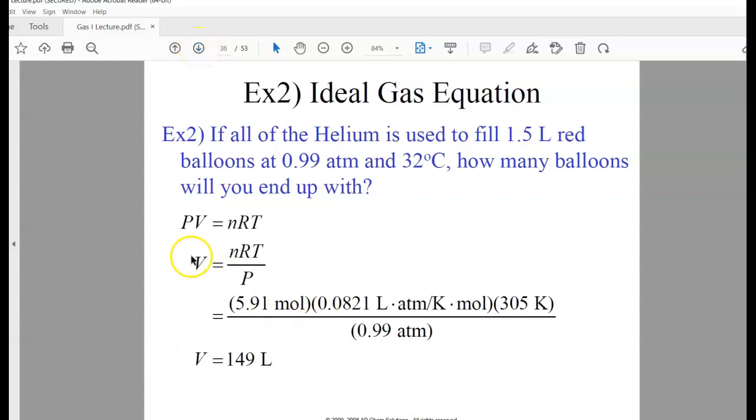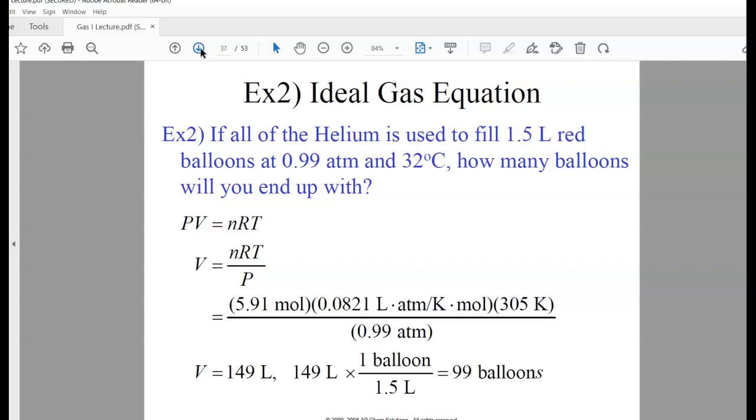And then we need to solve for the total volume of gas that we have. We've got 149 liters. Okay, well look, I have 1.5 liter red balloons. So how many am I going to be able to fill? Well, a little bit less than 100, right? Each balloon has 1.5 liters. You end up getting 99 red balloons. And if you happen to be a fan of 80s music, you would get the joke.